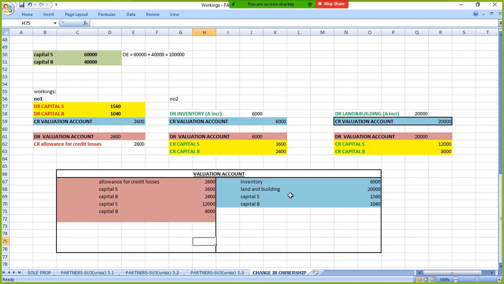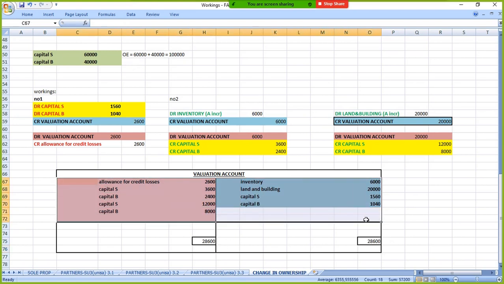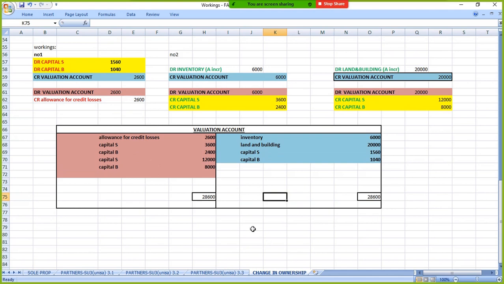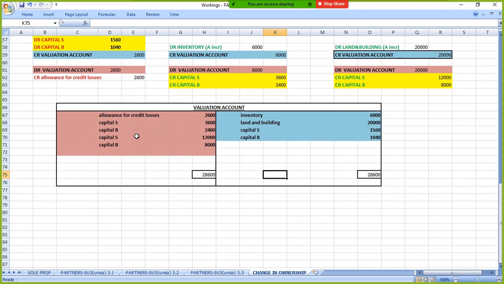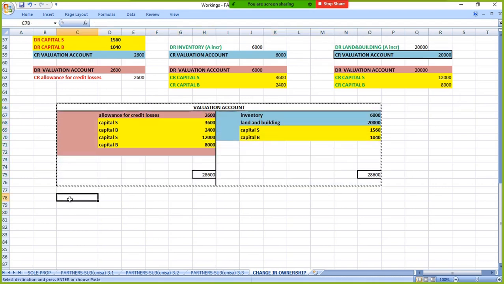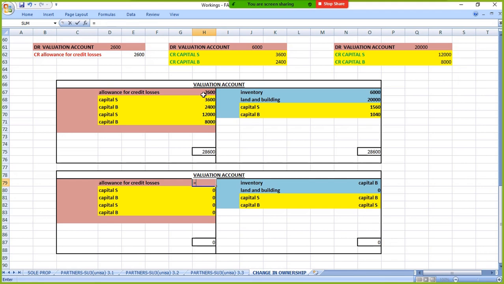Does the valuation account still balance? Yes, it does. If you add up everything, you get that. If you add up everything, you get that. It has to balance, right? Because the benefit goes to the partners. What they've done is they've just offset these accounts with those ones. So what UNISA has done in their solution, they've just added and subtracted that. They've taken this account and simplified it. They've shown this, this, and that.